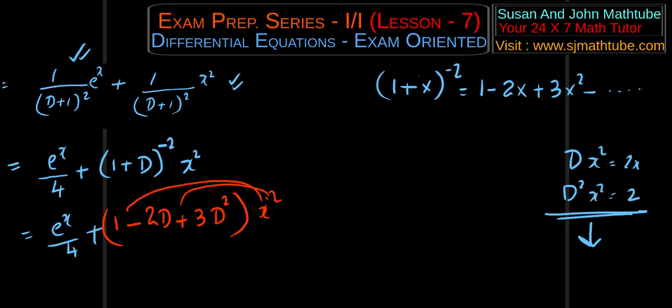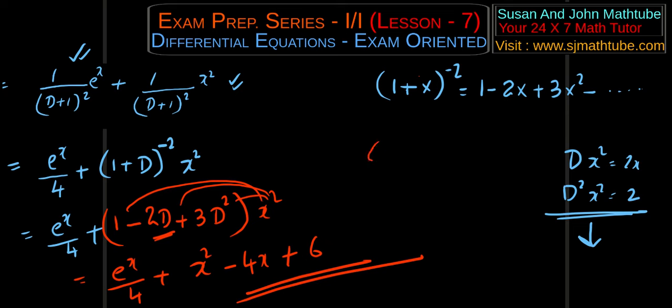Now open the brackets and we get e power x by 4 plus x square minus 2 times the derivative, that is 4x, plus 3 times the second order derivative, and that will be 6. Then general solution is CF plus PI.